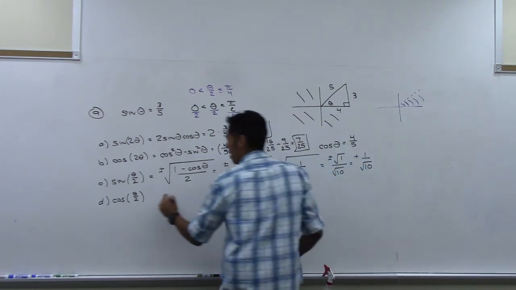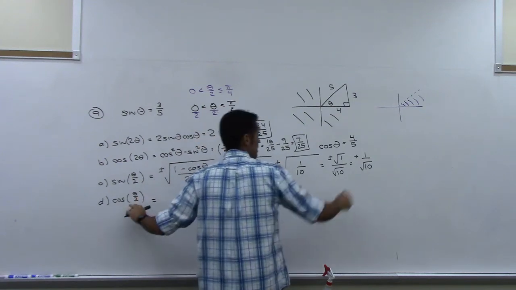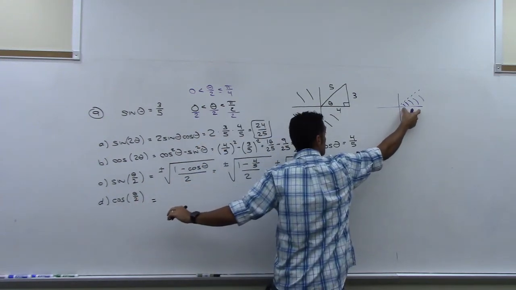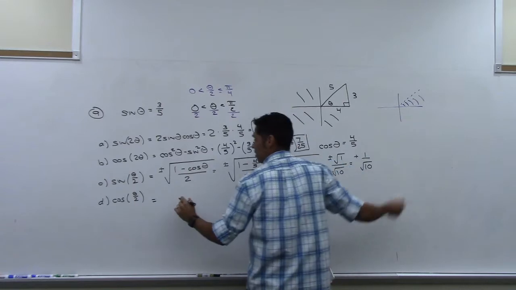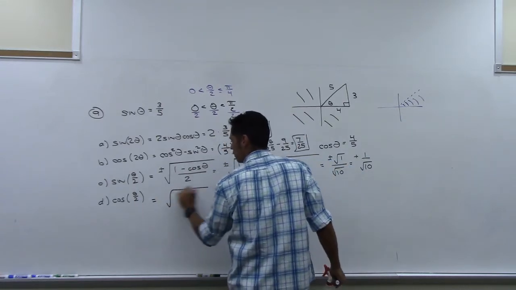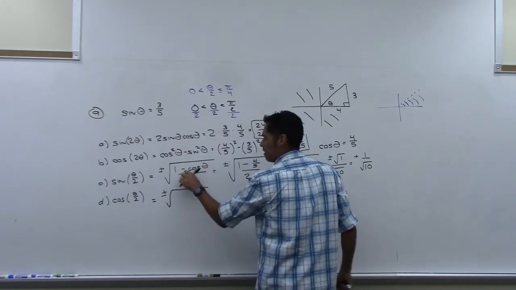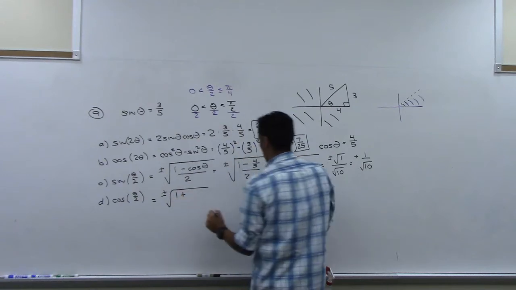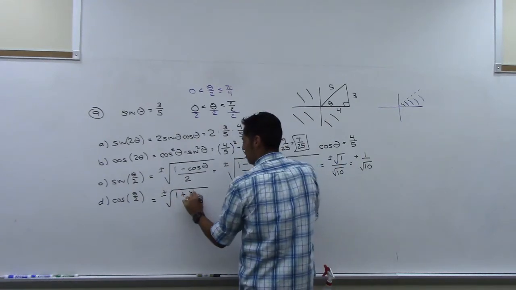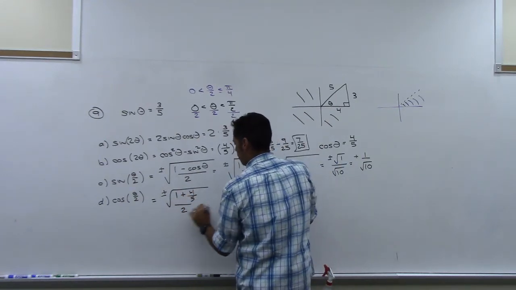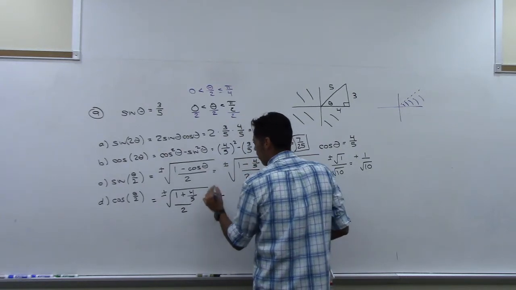Now cosine theta over 2, again, my answer is going to be positive because I'm in the first quadrant. So the x coordinate is positive, but the formula changes here. We have a plus here instead of a minus. And so I'm adding 4/5 over 2. So I'll go ahead and say it's the plus.